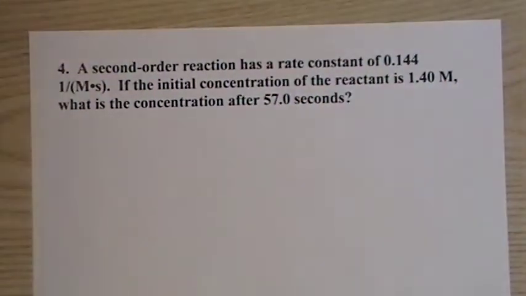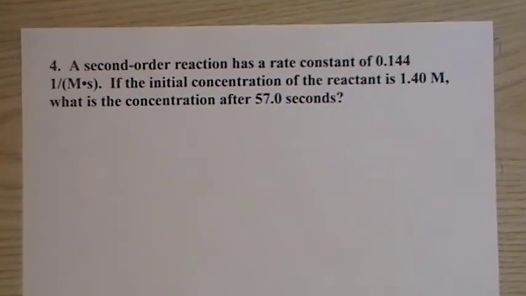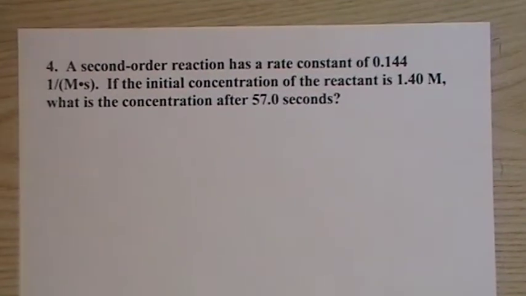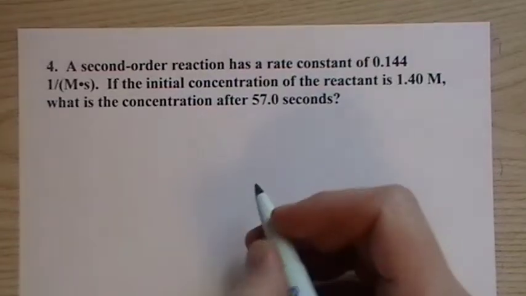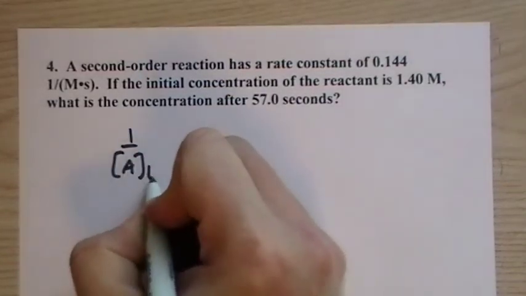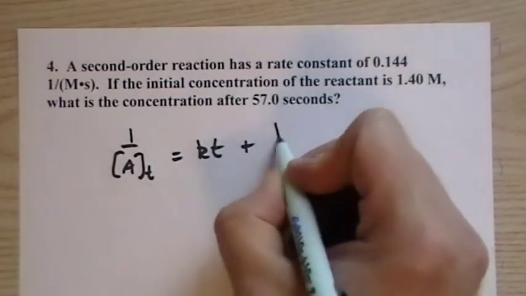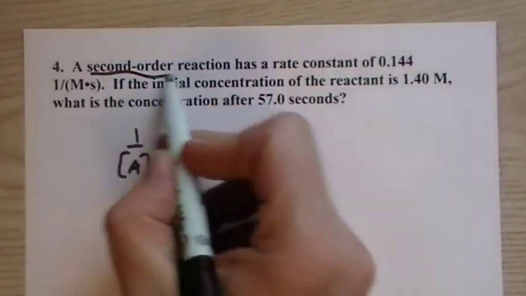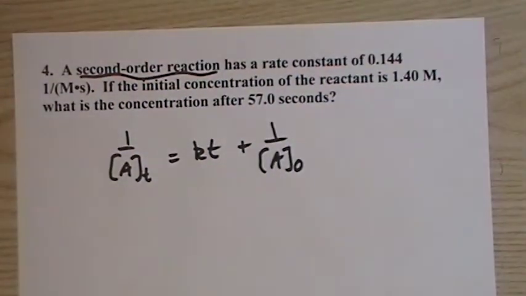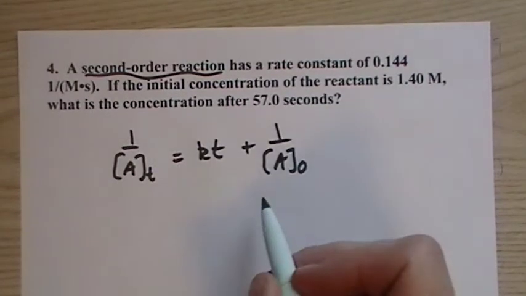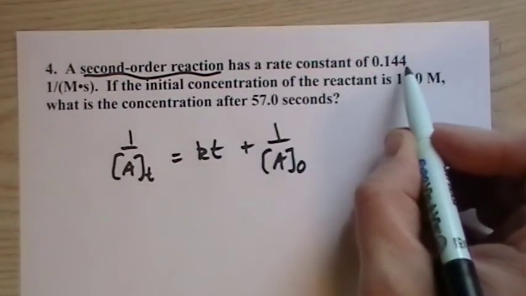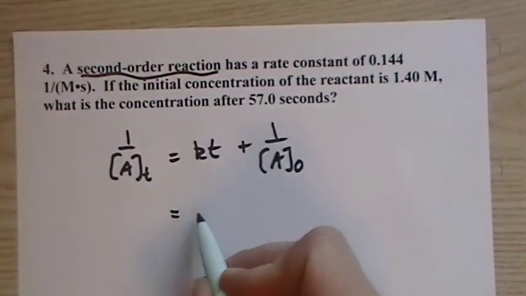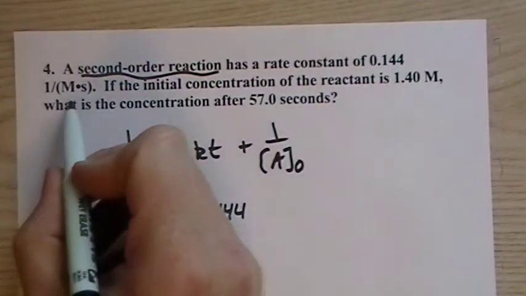So a second order reaction. Now we're into second order reactions, and let me get this. All right, let's write out the second order reaction. That's the equation. Need to know that for second order. I'll tell you what order it is, but you need to know what the corresponding equation is. This has a rate constant of 0.144. Let me write it out here. 0.144, 1 over molars times seconds.